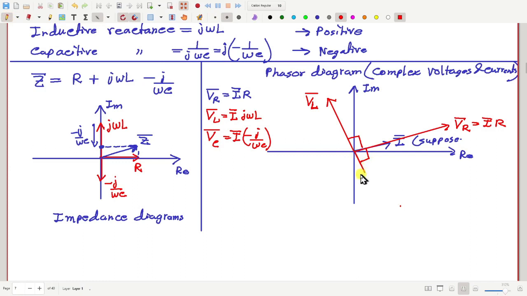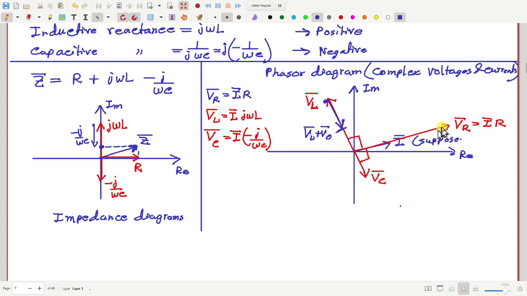Suppose this is VC bar. Now let me add VC bar with VL bar. What can I do? I can draw this VC bar starting its tail from here and draw it parallelly like this. Okay, so then this point is VL bar plus VC bar.